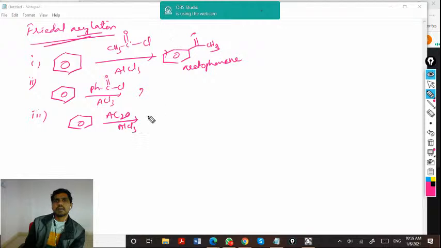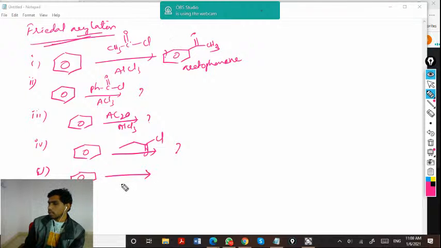If it is acetic anhydride, it is also going to release acetyl carbocation. So the resulting product will be acetophenone. Propanoyl chloride, what could be the product? Is it going to give the major product as we expected, or is it going to give a different product as in Friedel-Crafts alkylation?